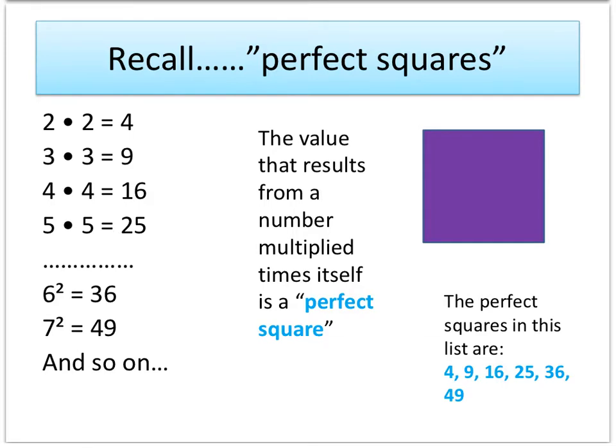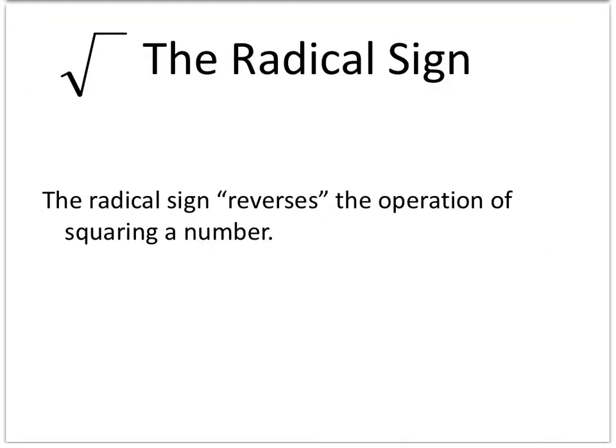We shorten that by using an exponent, which you've learned looks like this. 6 squared equals 36, 7 squared equals 49, and so on. I could continue on with 8 squared, 9 squared, 10 squared, and continue on. Each time we have the result of a number squared, we get a perfect square. So that leads us to a radical.